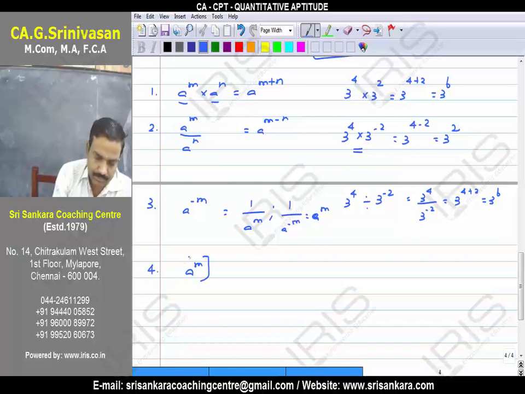Then a power m, the whole power of n. What is the formula for that? A power m into n. So whenever there are two powers, the powers should be multiplied. Please remember that. The powers should be multiplied.